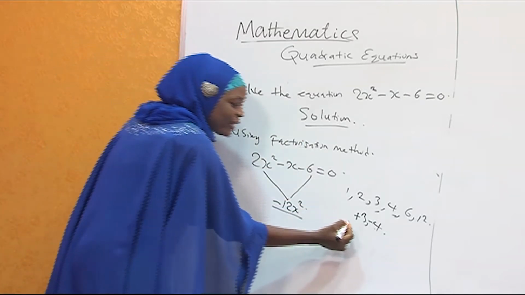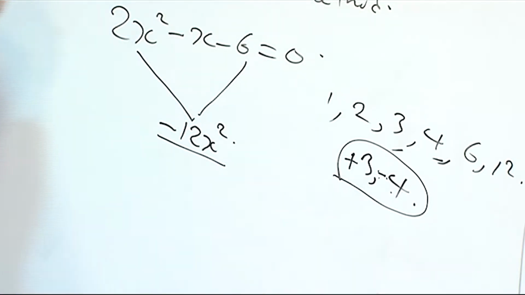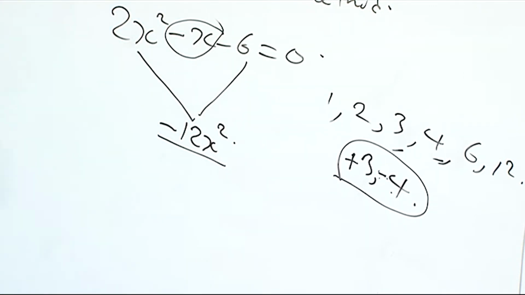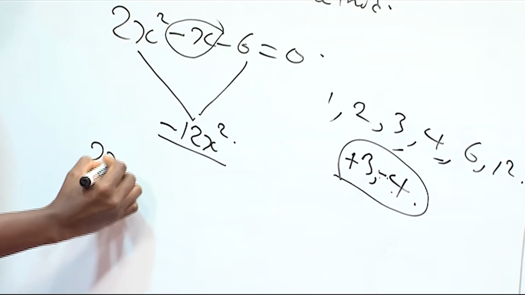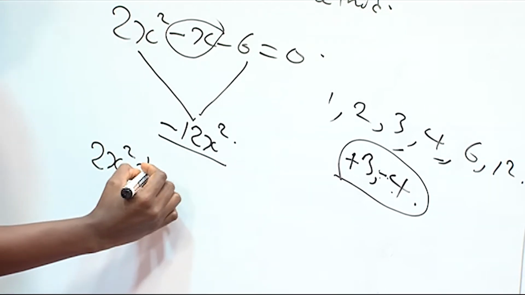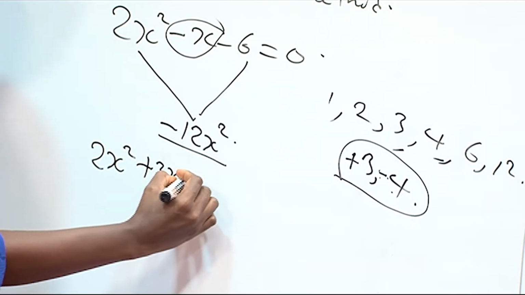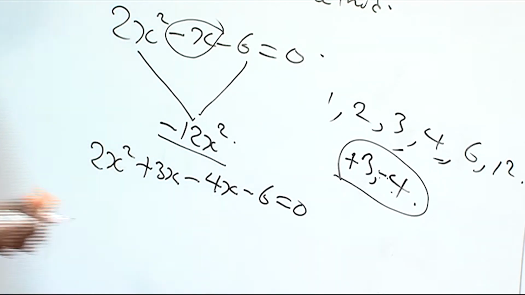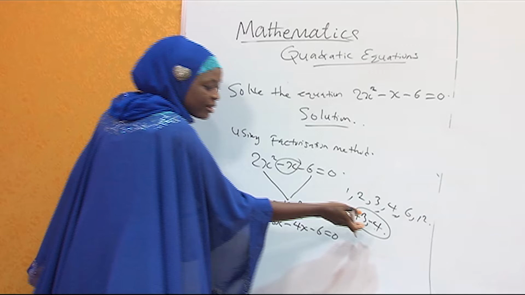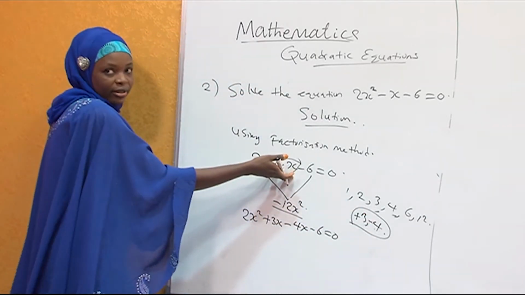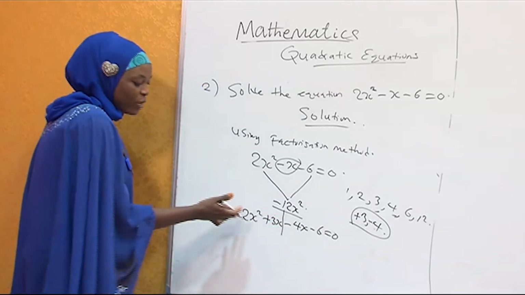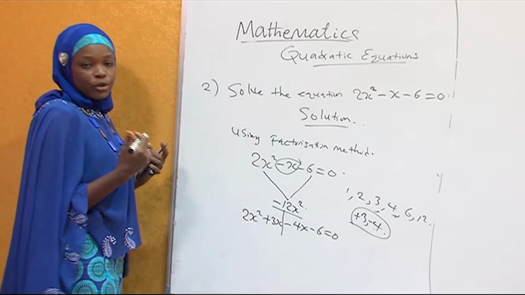Now, we go ahead and replace these factors, the plus 3 and minus 4, with the middle number here. So, doing that, I have 2x squared plus 3x minus 4x, then minus 6 equals 0. All we did is just replace the middle number with these factors. Now we can pair them so that we can factor out the common factors.